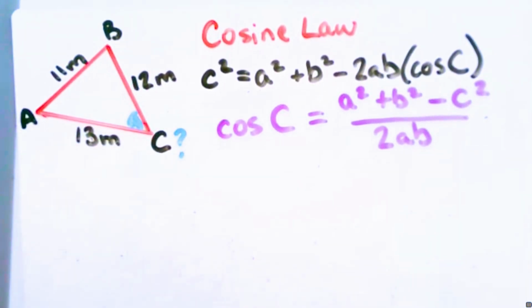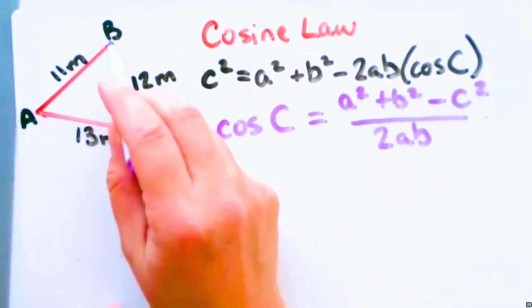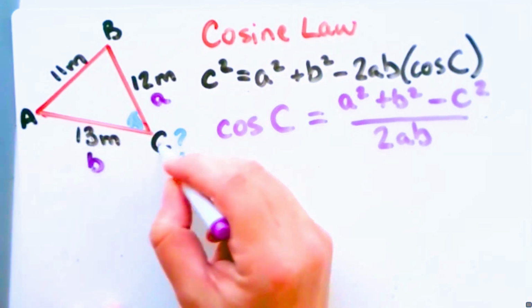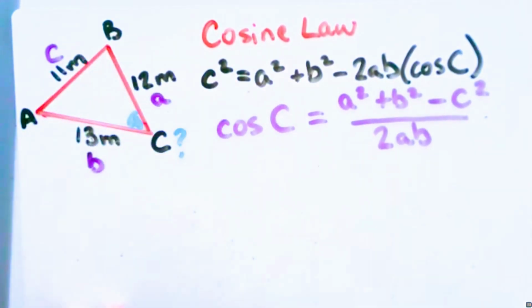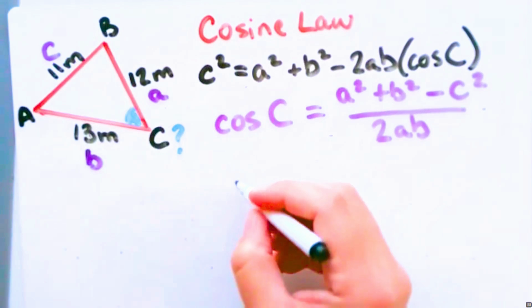So what's the first thing that we do? We label our side lengths. So if that's angle A, that's little a. If this is angle B, this is little b, and this is little c. Now, all I need to do is keep track of what goes where. I'm looking for cosine of c, so that goes right in the front.